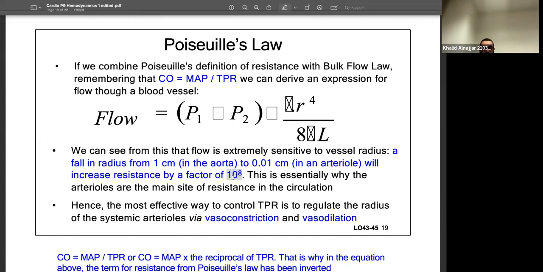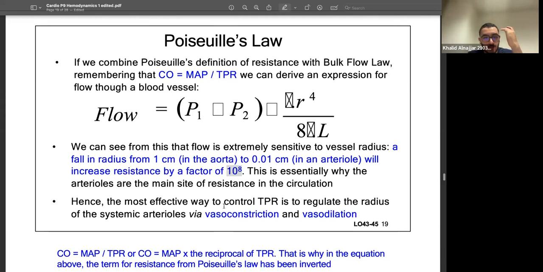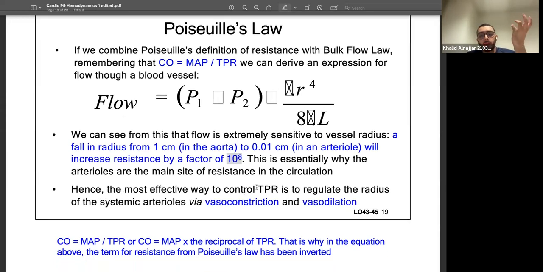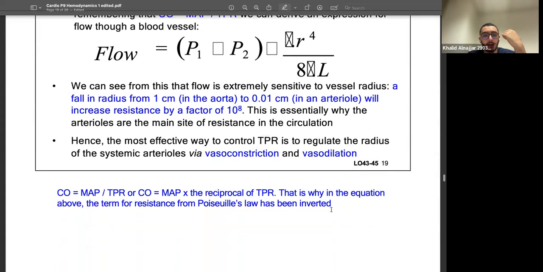This is very important because it explains why the arterioles are the main site of resistance in the circulation. Basically the size of the radius drops from the aorta to the arteriole, from the biggest to the smallest. You get me? That's why the arterioles are the main site of resistance in circulation. Again, a small change in the radius is enough to make a huge difference in the resistance. Hence the most effective way to control the resistance is to regulate the radius of systemic arterioles via vasoconstriction and vasodilation.